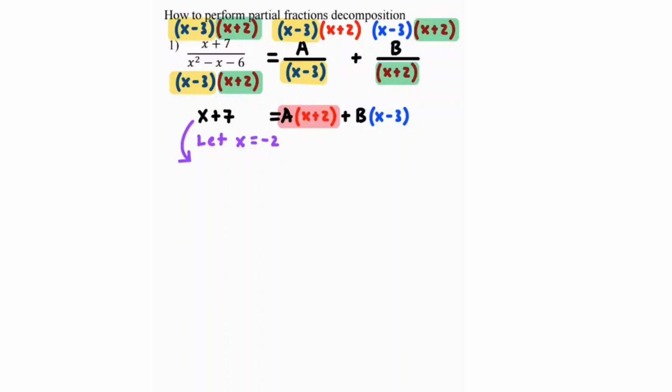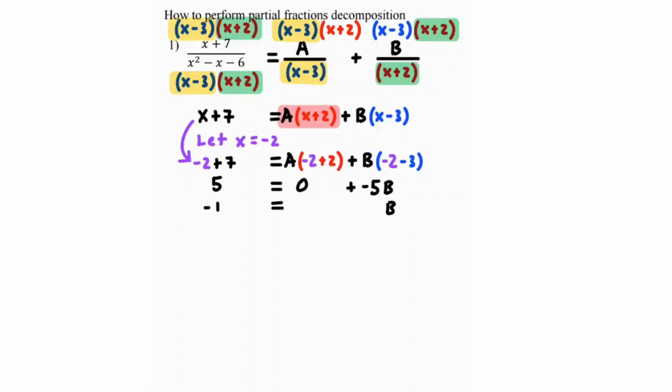We'll substitute that in, and we'll get this, which will simplify to 5 equals 0 plus negative 5b. From here, we can divide both sides by 5, and we get b to be negative 1. So we solved for the b term if we just let x equal negative 2. How do we solve for the a term?